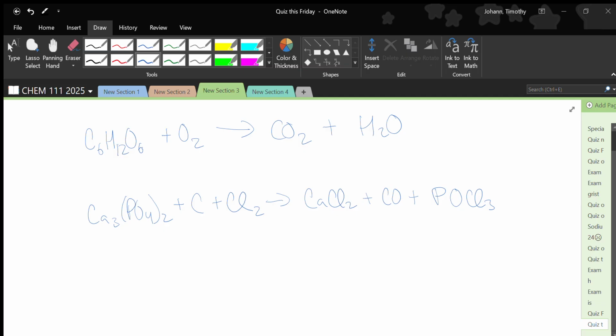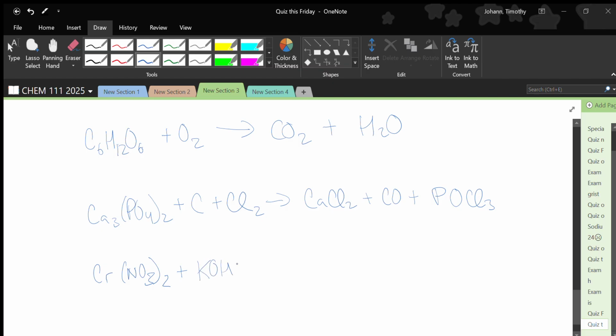But let's start with an easier polyatomic equation. So we've got chromium nitrate, okay? Challenge while I'm writing it out. What's the charge on chromium? You know it based on the compound I just wrote. 2 plus, very good. And then I've got a potassium nitrate over here and a chromium hydroxide.